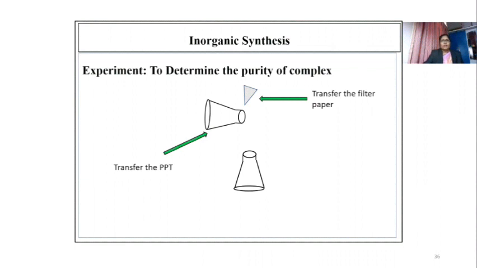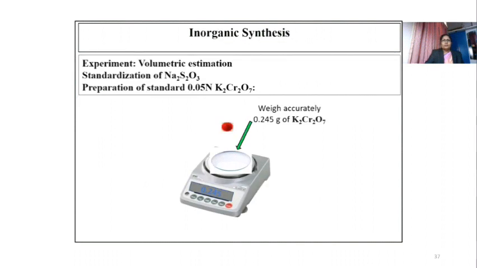Now take a conical flask and transfer this precipitate along with the filter paper in this flask and preserve it for the further estimation. The next part of the experiment is standardization of sodium thiosulfate solution. For this standardization, we have to prepare a standard 0.05 normal potassium dichromate solution.